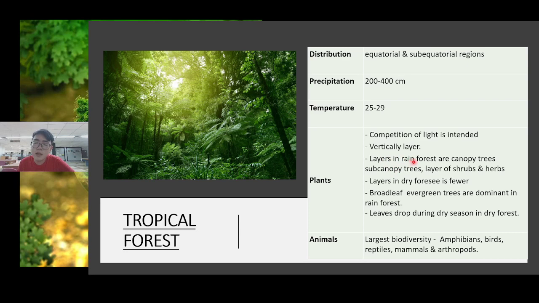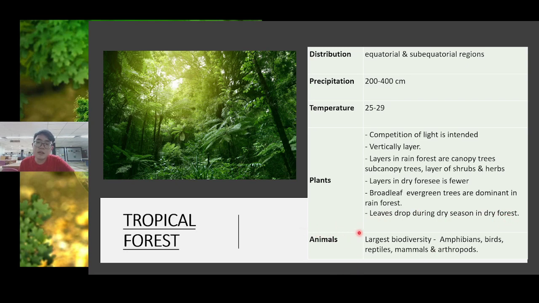The layers in the rainforest are canopy trees, sub-canopy trees, and a layer of shrubs and herbs. Broadleaf evergreen trees are dominant in the rainforest, so normally a tropical rainforest is green in color. In the dry forest, leaves drop during the dry season.